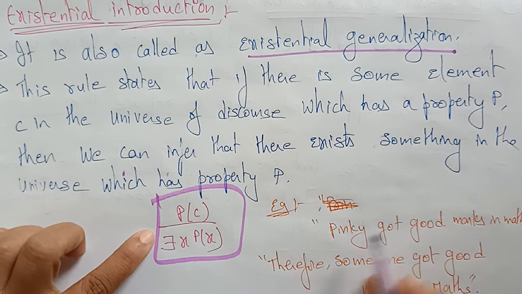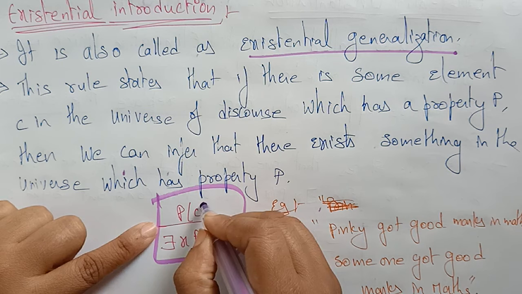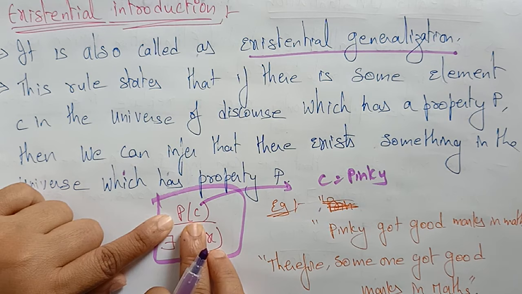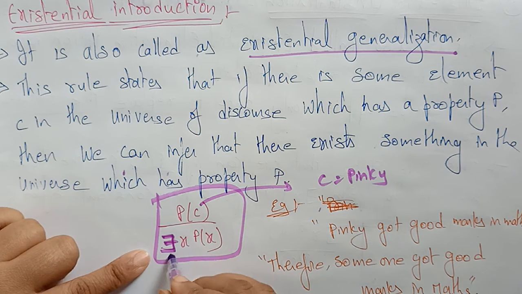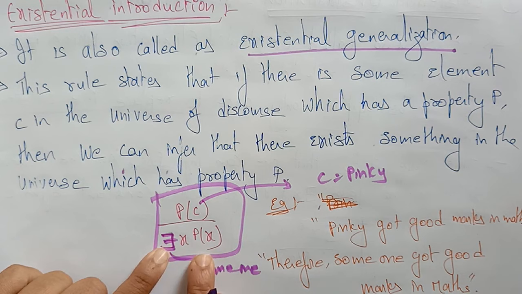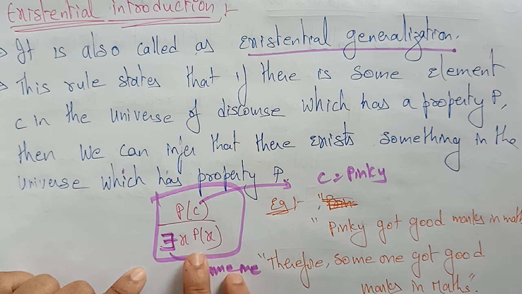So see the example, then you will clearly understand. Pinky got good marks in maths. That means a particular person, C, is Pinky. Pinky got good marks in maths. That means, therefore, someone got good marks. Pinky got good marks in maths, and there exists someone who got good marks in maths.